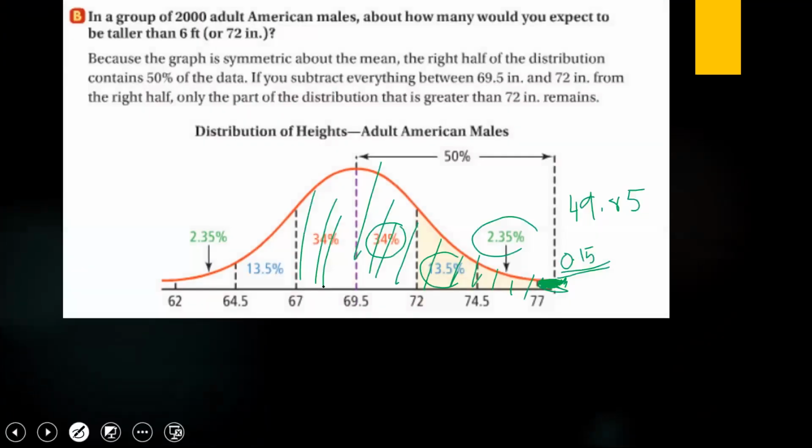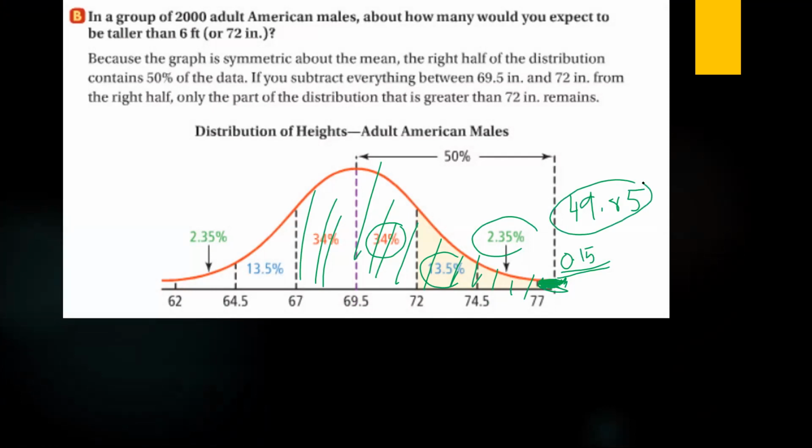Teacher, what you did is that you added all the 50% and then you subtracted from 1. For what? For this number 49.85. No, I subtracted from 50%.